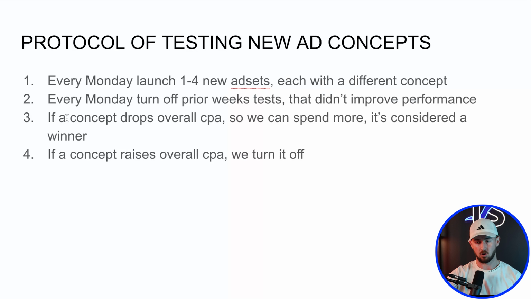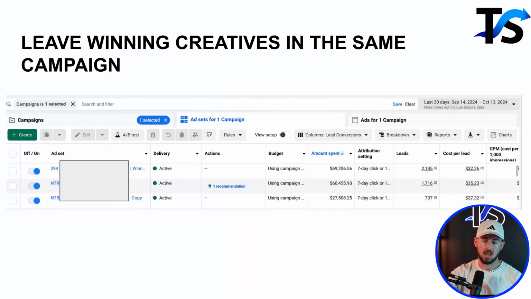And then basically what we're going to look for is if a concept drops overall cost per acquisition, so we can spend more, it's considered a winner. So the lower the CPA, the more we can spend. Now, if a concept raises overall cost per purchase, then we want to turn it off because it's negatively impacting performance. And here, we're basically just going to leave those winning creatives in the same campaign. We're not pulling these creatives into a new campaign. Like, we're doing everything within that one campaign.